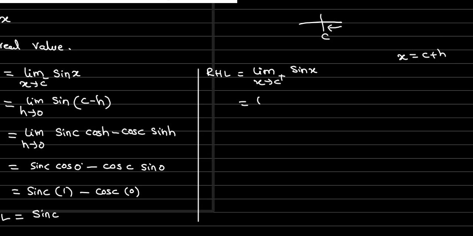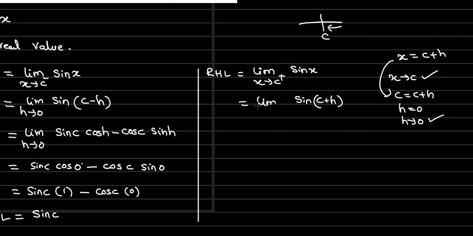Now in place of x, what is the replacement? C plus h. Here x is approaching c, right? If x is approaching c, generally we make a substitution x equal to c. Just substitute in this, c equal to c plus h. Then what is the h value that you will get? h equal to 0. That means h is approaching 0 if x is approaching c.